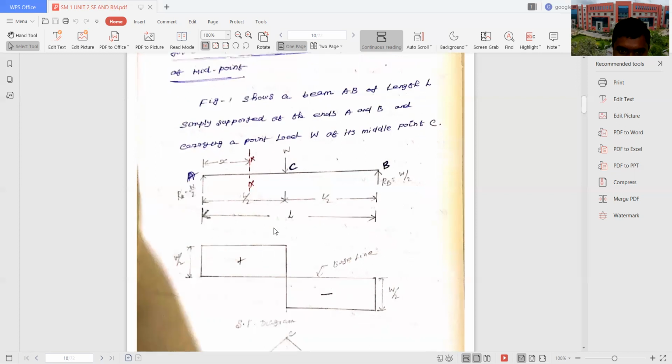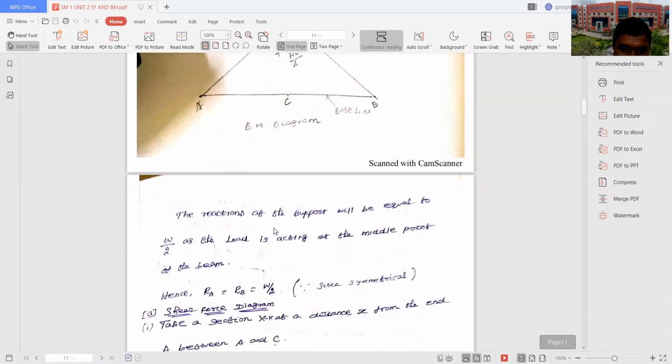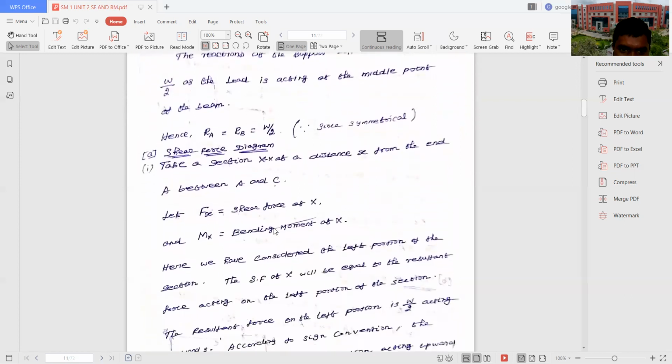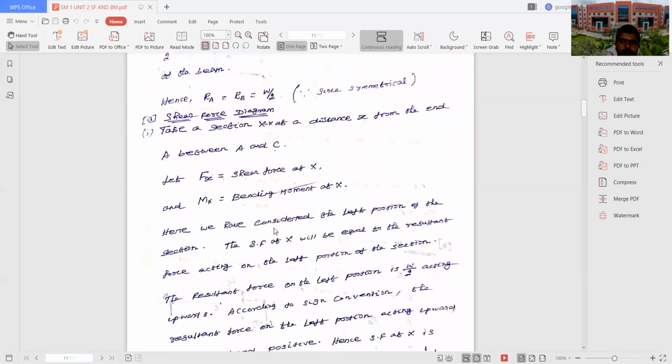So now the reactions are done. Next, we need to calculate the shear force value and bending moment value so that we can draw the shear force diagram and bending moment diagram. Now you can see the shear force diagram. First, let us take a section XX at a distance of X from the end A, between A and C. Let Fx be the shear force at X and Mx the bending moment at X. Here we have considered the left portion of the section. Therefore, the shear force at X will be equal to the resultant force acting on the left side portion of the section.